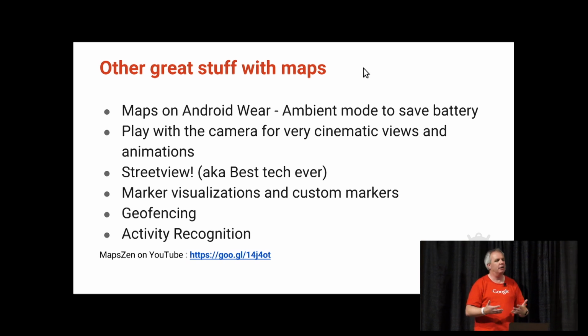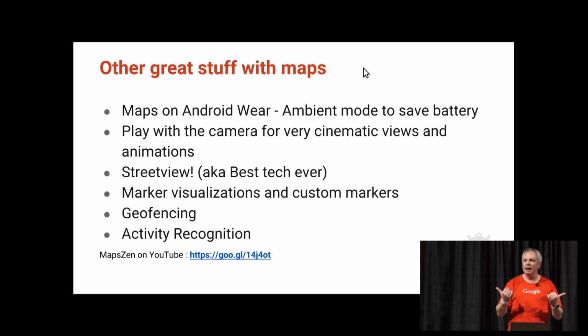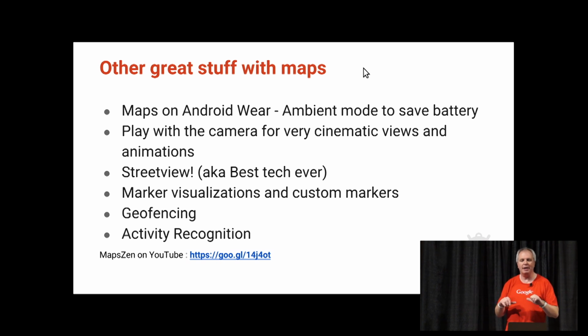And think about the things that you can do for your users by having Street View in your apps. Marker visualizations, custom markers I've mentioned already. Another one is geofencing. Anybody build anything or familiar with geofencing? Oh, cool. Nice. So geofencing is the idea that you can pick a latitude and longitude, define a radius around that, and generate an alarm when something enters or exits that area.